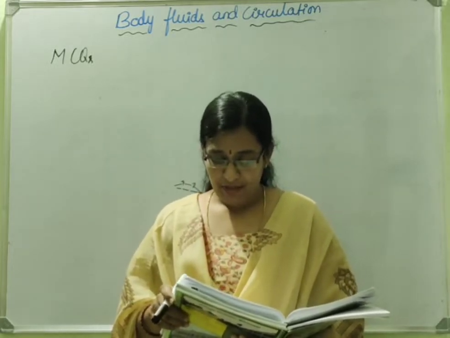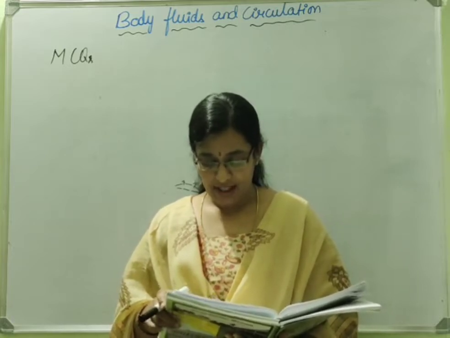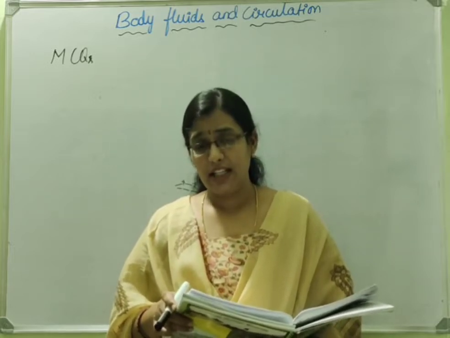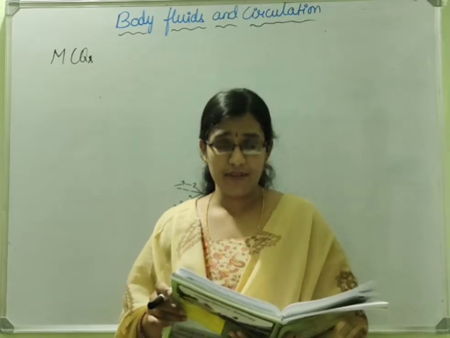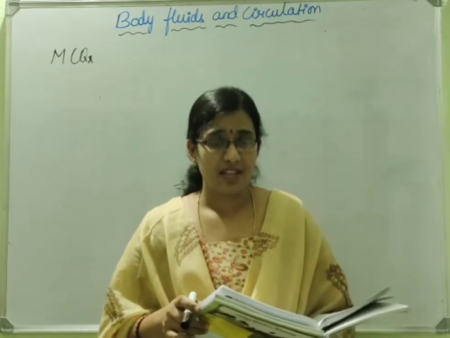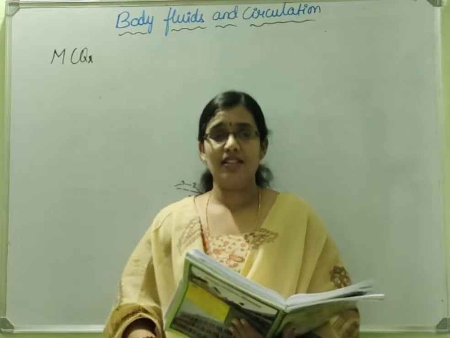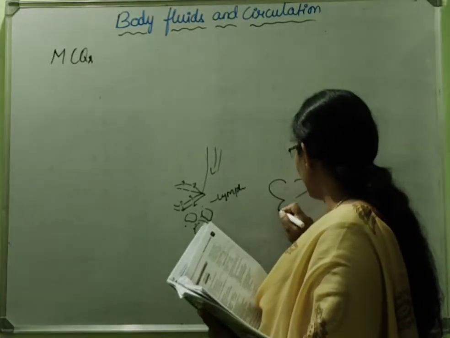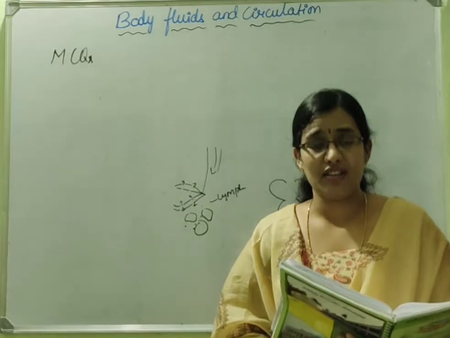Option A, amphibians and reptiles. B, mammals. C, birds and mammals. D, birds. So in which of these can we find incomplete double circulation? What do you mean by incomplete double circulation? In these organisms, we can find the presence of a three-chambered heart, that is, two auricles and one common ventricle.